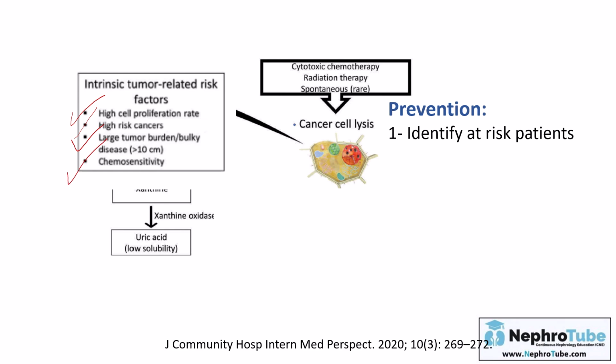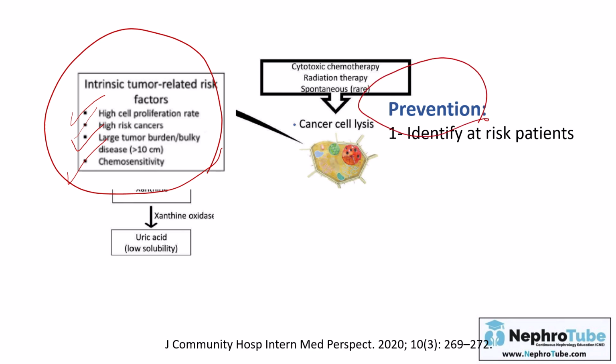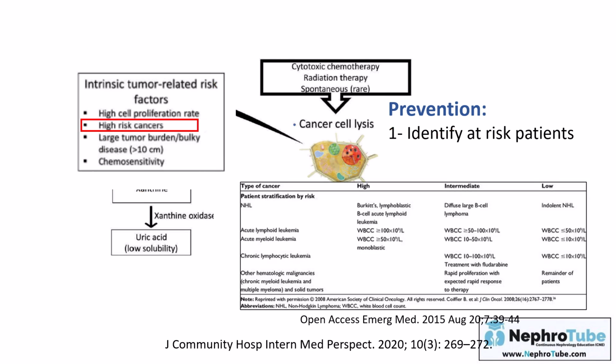Actually, the oncologist and the hematologist have more knowledge than us as nephrologists regarding this part, and usually the physician that deals with the prevention of tumor lysis syndrome is the oncologist or the hematologist, not the nephrologist. Usually the oncologist and hematologist consult the nephrologist when tumor lysis syndrome develops. So prevention is mainly the job of the hematologist or oncologist. Which tumors can we say are high-risk cancers? We have high-risk cancers, intermediate-risk cancers, and low-risk cancers.